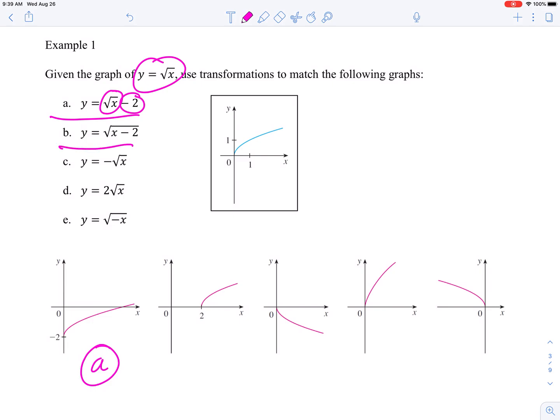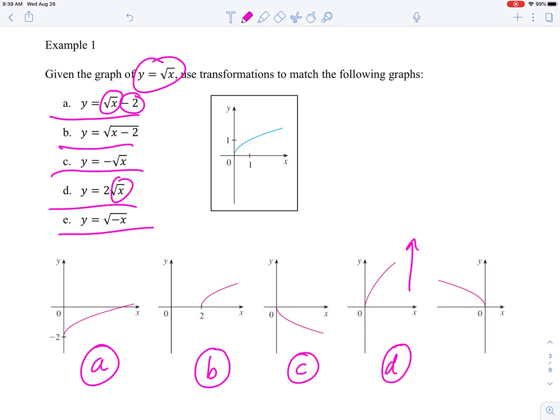B, we're subtracting 2 from the x. So remember, when we subtract from x, we're actually moving to the right. Okay, so this is graph B. C, we're taking the function, multiplying by -1. So we're taking any y values, making them negative, right? All right, so that would be this one here. Part D, we're taking the function and multiplying by 2. All right, so we're taking the y values and doubling them. So what that's going to do is stretch the graph upwards. So there's D.